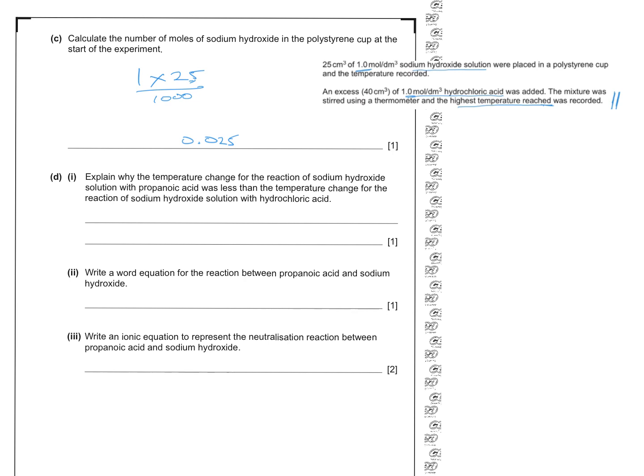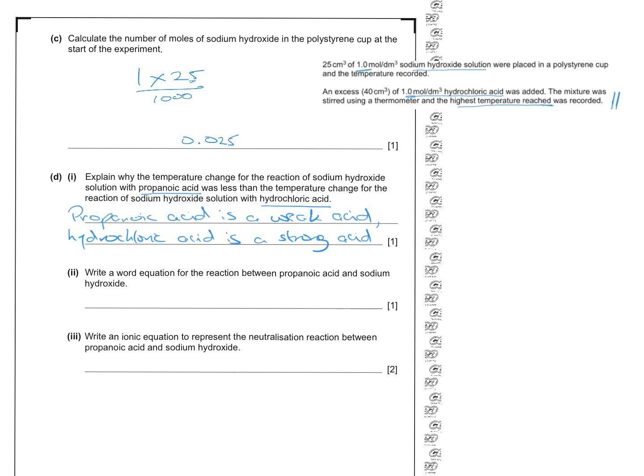D part 1. Explain why the temperature change for the reaction between the hydroxide solution with propanoic acid was less than the temperature change when the hydroxide solution was used with hydrochloric acid. Well, propanoic acid is a weak acid, and hydrochloric acid is a strong acid. That's the only difference that is involved here. And the weak acid will therefore produce a smaller temperature rise.